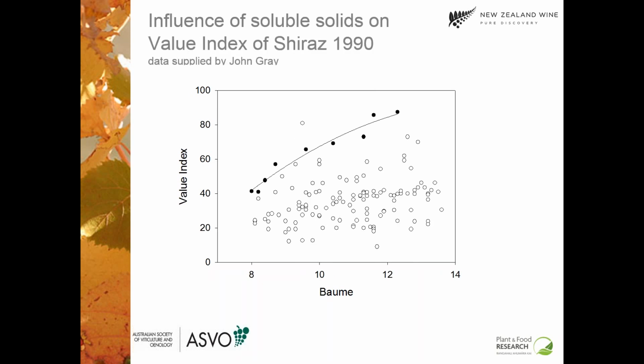And similarly, soluble solids: anything above 10 is probably not improving the value index of that fruit significantly, but below 10 you're not going to make high quality wine. What this suggests is that it's probably easier to say what we don't want than what we do want in terms of the fruit composition.